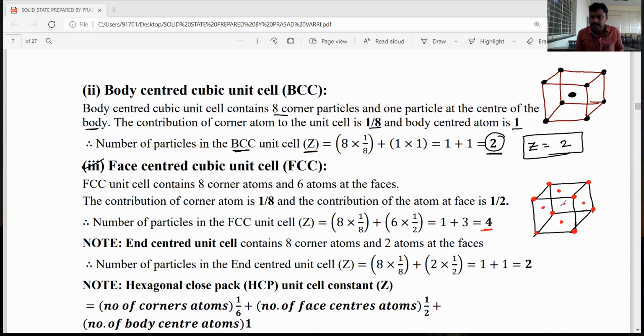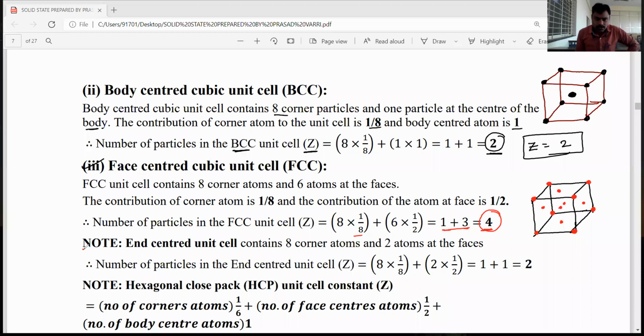And this is the back side and front side, like that a total of 6 face centers are present. 6 into 1 by 2 is 3, and corners 8 into 1 by 8 is 1. 1 plus 3 is 4. Okay, dear students, so for the face centered cubic unit cell, the unit cell constant Z is 4.